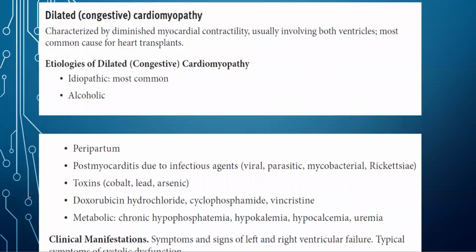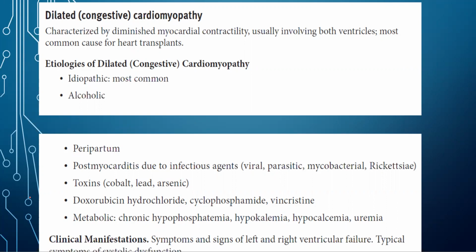Good. Next, we're moving into the cardiomyopathies. There are three types of cardiomyopathy. One is dilated cardiomyopathy, restrictive cardiomyopathy, another is hypertrophic obstructive cardiomyopathy. Cardiomyopathy means it's a problem with the myocardium of the heart, especially a problem with the myocardial contraction.